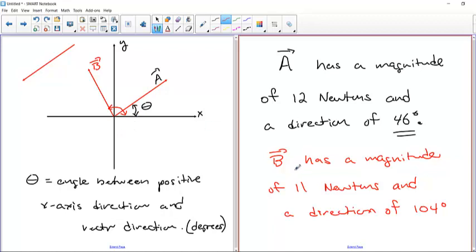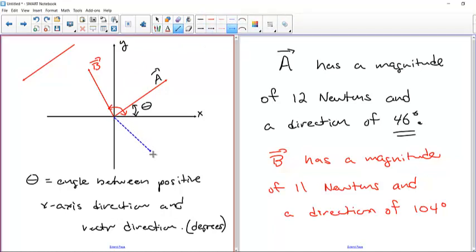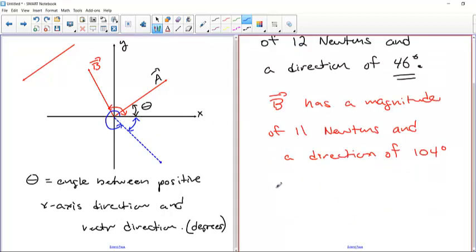Now, could you have negative angles? Yeah, you could. So let's put an angle in the fourth quadrant. Let's use blue. So now the angle is in the fourth quadrant. Could you have two angles? Could you have this angle here or this angle here? And the answer is yes. Okay, so I'm just going to do it both ways. We'll call this vector C.